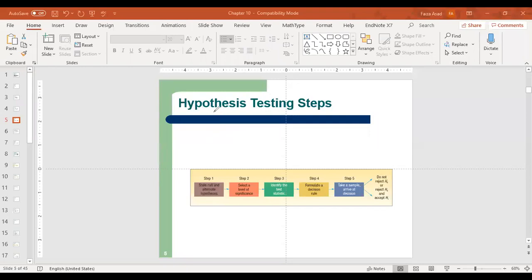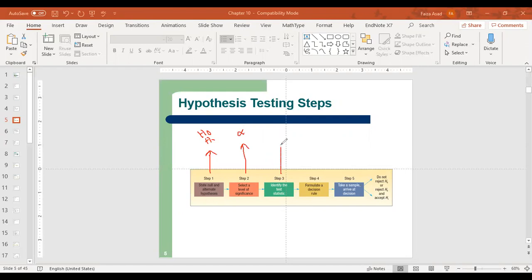Okay, now let's start the hypothesis testing steps. Step 1 is about stating null hypothesis and alternate hypothesis, H0 and H1. H1 is exactly opposite to the H0. Step 2, select a level of significance. Level of significance basically determines the level of risk, which is denoted by alpha. And this risk level can be 1%, 5%, and 10%. It's basically the risk of rejecting the true null hypothesis.